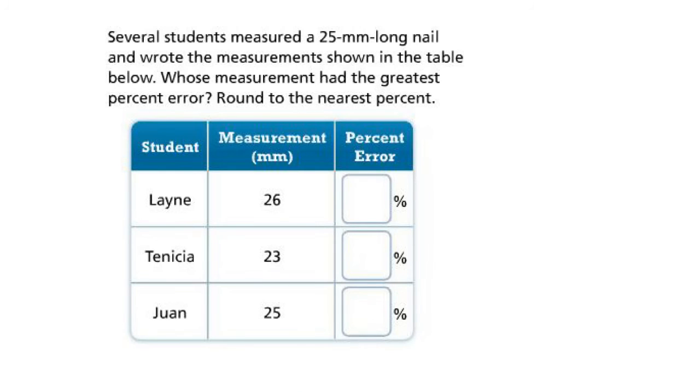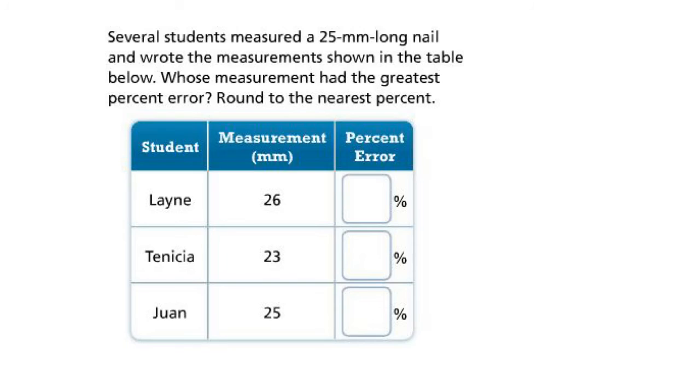Okay, several students measured a 25 millimeter long nail and wrote the measurements shown in the table below. Whose measurement had the greatest percent error? And we're going to round to the nearest percent. Percent error is very similar to percent change because the first step that we have to do is find the difference in the values.